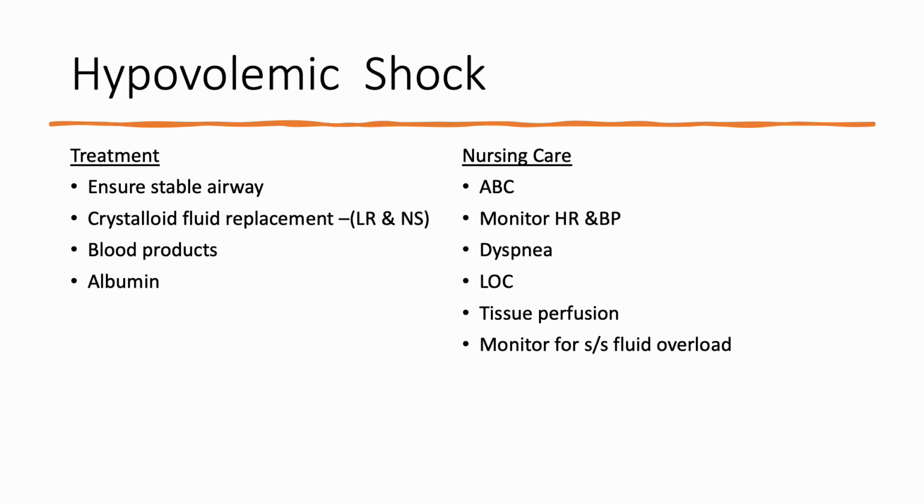Treatment for hypovolemic shock includes ensuring a stable airway to maintain oxygenation, crystalloid fluid replacement like your lactated Ringer's or normal saline to restore volume, administering blood products for hemorrhagic causes, and using albumin to maintain oncotic pressure and fluid balance.